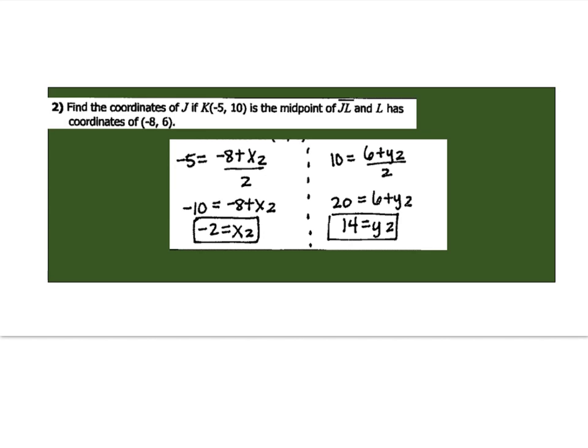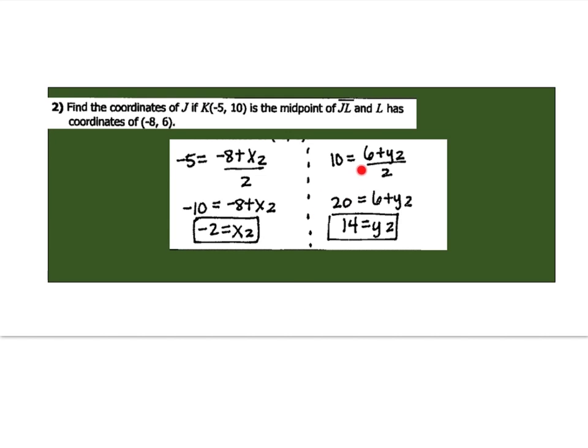Here we go, voila. Negative 5 is equal to negative 8 plus x over 2. Once we multiply both sides by 2 and add 8 to both sides, we get x is equal to negative 2. Over here, we have the midpoint, which is 10.